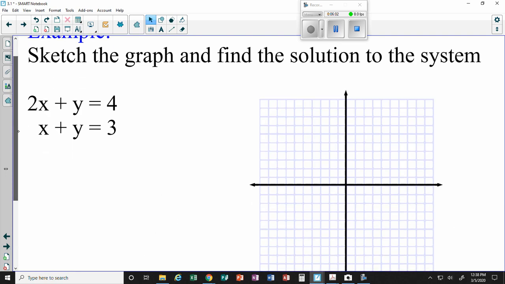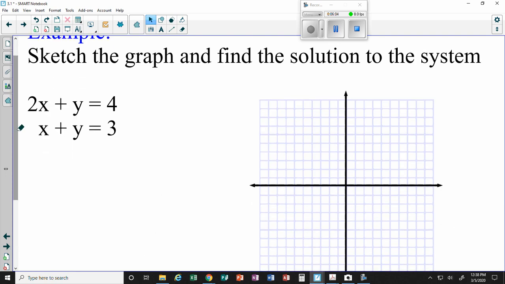So we got to graph these. So first equation. Take a look, think about how am I going to graph that first equation.